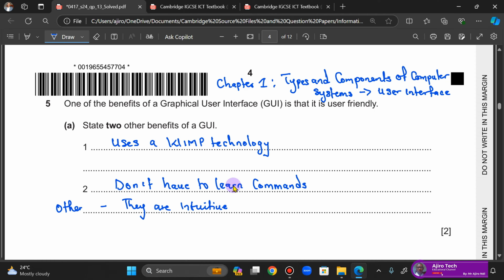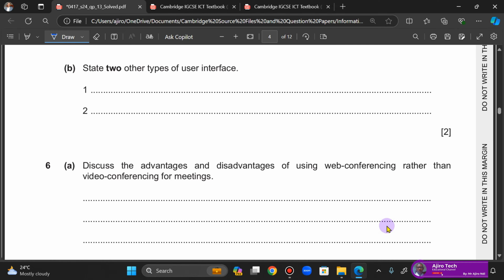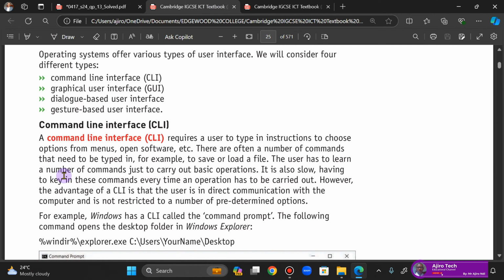Okay, so I have this here. So they're actually intuitive. So let's look at the B part, 5B. State other types of user interface. Now, what we've seen here, you can see that there are other types of user interface.